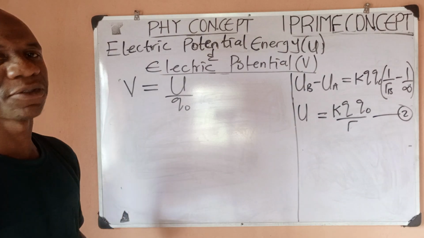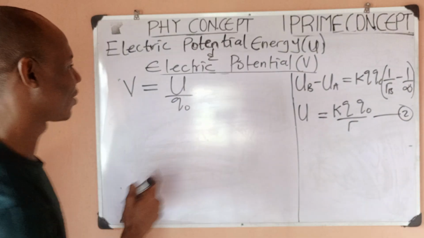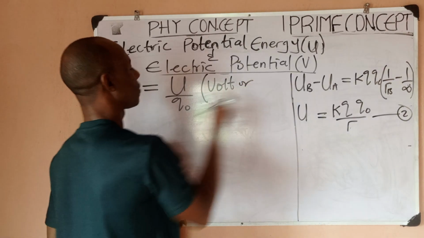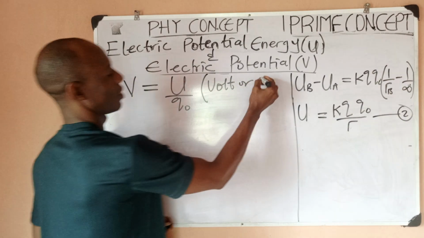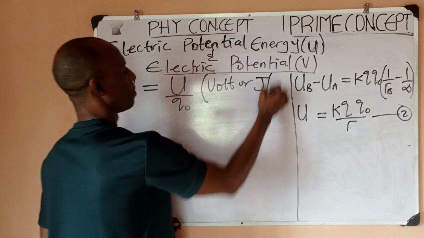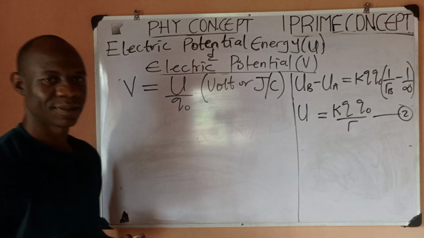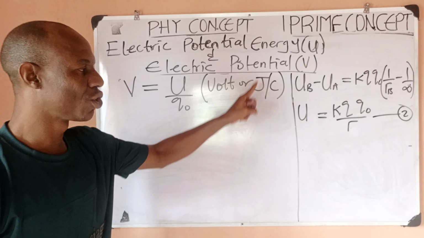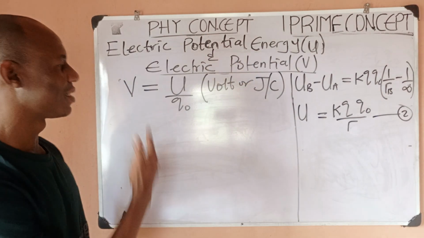So if it is the same as voltage, then what is the unit? Thank you, you are correct. The unit is volt. Now remember this is joule, so you can say joule per what now? Per coulomb. So the unit of electric potential is volt, or joule per coulomb. I believe this is very clear.